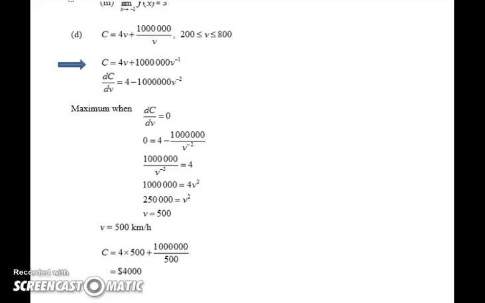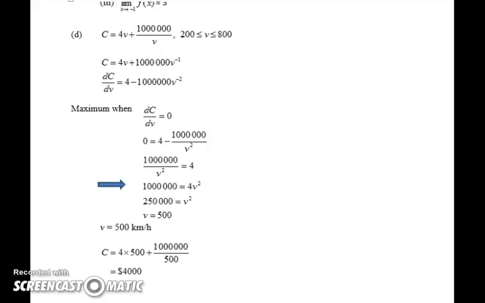So I'm differentiating c equals 4v plus 1 million v to the negative 1, which becomes 4 minus 1 million v to the negative 2. So my gradient equation equals 0, and to solve that I'll bring the 1 million over, whoops, I see I've made a mistake. So my gradient equation is 0 equals 4 minus 1 million over v squared, and when I solve that I'll bring the 1 million over v squared across to the right hand side.